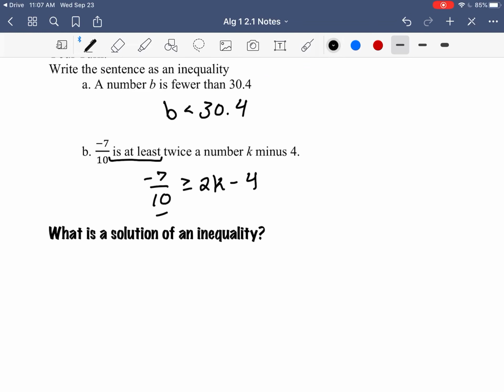So now what is a solution of an inequality? A solution of an inequality is a value that makes the inequality true.